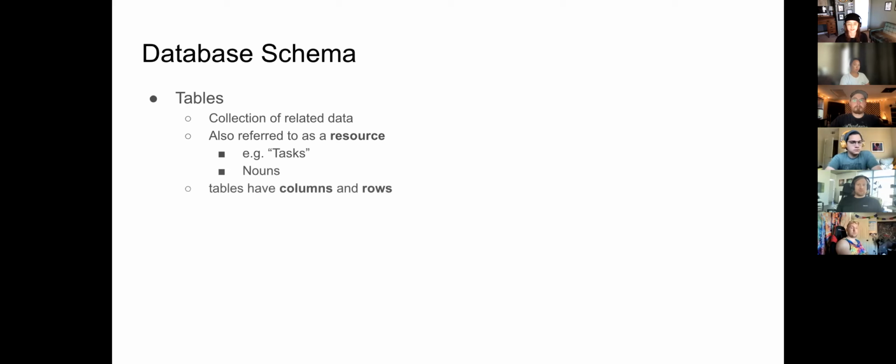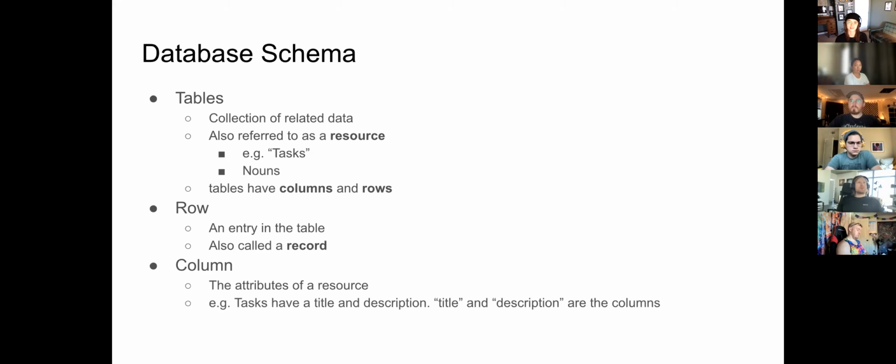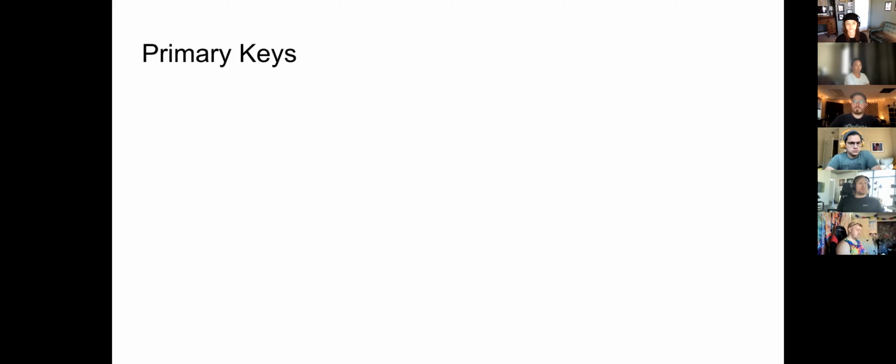So we already mentioned that tables have columns and rows. A row is an entry in the table, and we also call this a record. So my first artist record would probably be an artist with the ID of 1 in the artist table. And then the columns are the attributes of a resource. So tasks have a title and a description. Title and description are the columns, and every row in that table will be a record that has a value for a title and a value for a description.